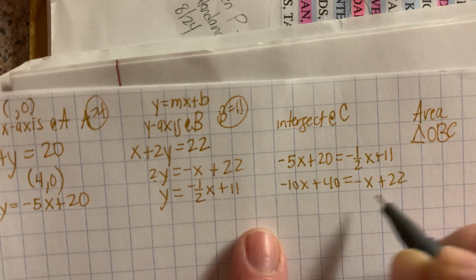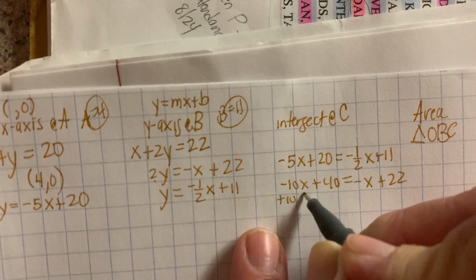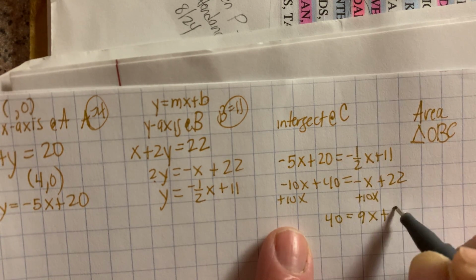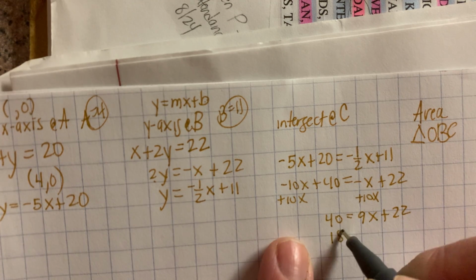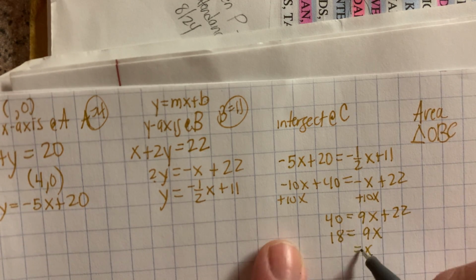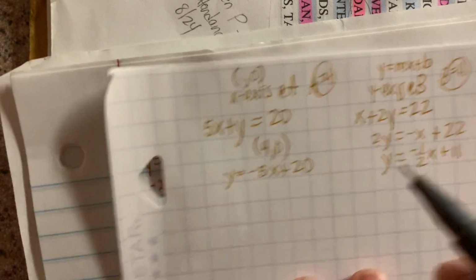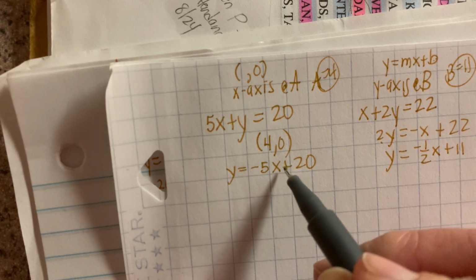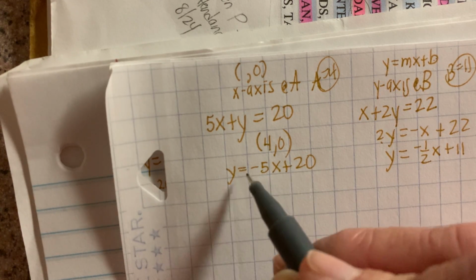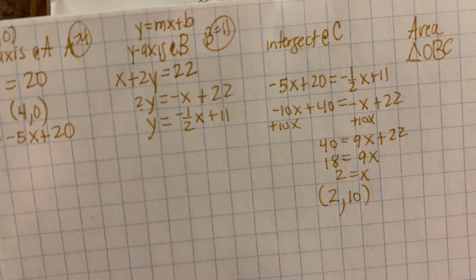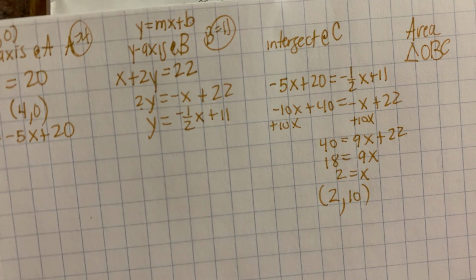I'm still going to bring the smaller one over. I'm going to add 10x. So we get that 40 equals 9x plus 22. Subtract 22 from both sides, 18 equals 9x. So x is 2. And then you go back and plug 2 in somewhere. If you plug it in right here, you're going to have negative 10 plus 20, so you get 10 for y, substituting the 2 in. So they're going to intersect each other at (2, 10). Let me go ahead and graph them though, but I know all of that before I graph them.